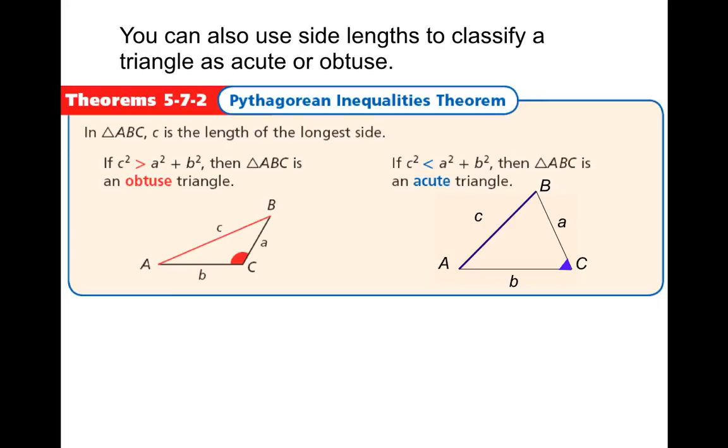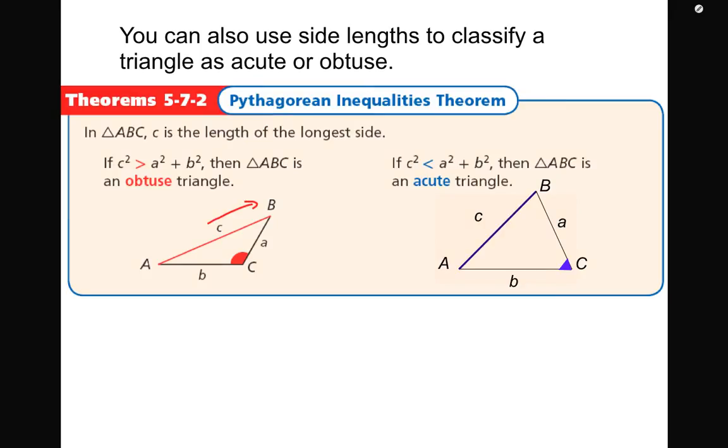Sometimes it doesn't come out equal. Often it does not come out equal. So if the c squared is bigger, what that does is that possible hypotenuse length got longer than what it would have been if there was a right angle. So that causes this angle to get wider, creating an obtuse triangle.